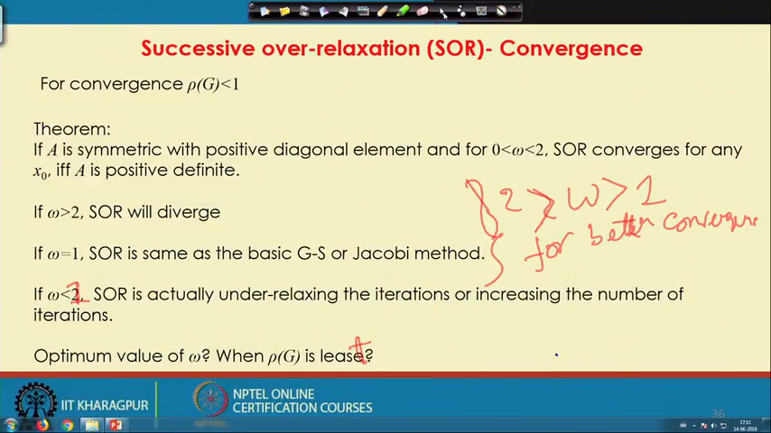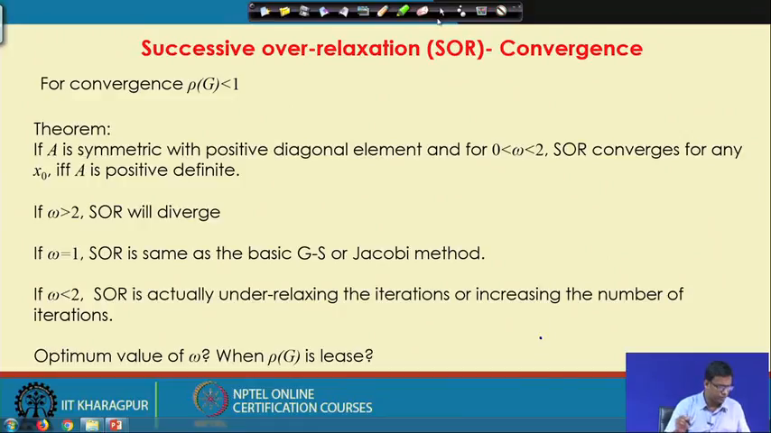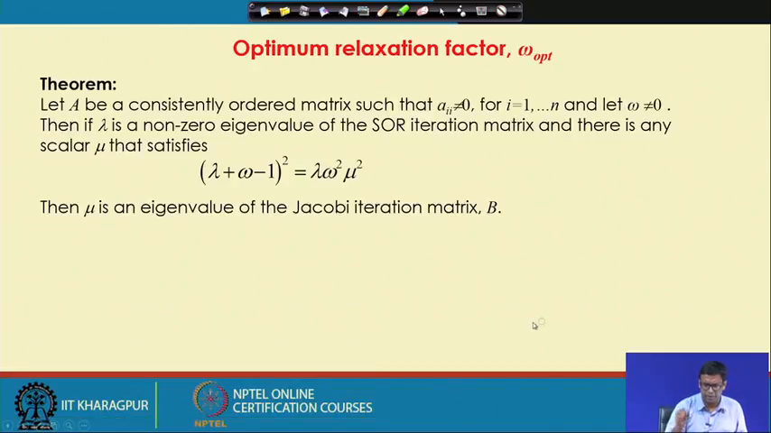Omega is in between 1 to 2. In 2, omega will start diverging; in 1, it is the same as Gauss-Seidel. So, the best omega should be in between 1 to 2. However, there is one more theorem which helps us to determine what should be the value of optimum omega.